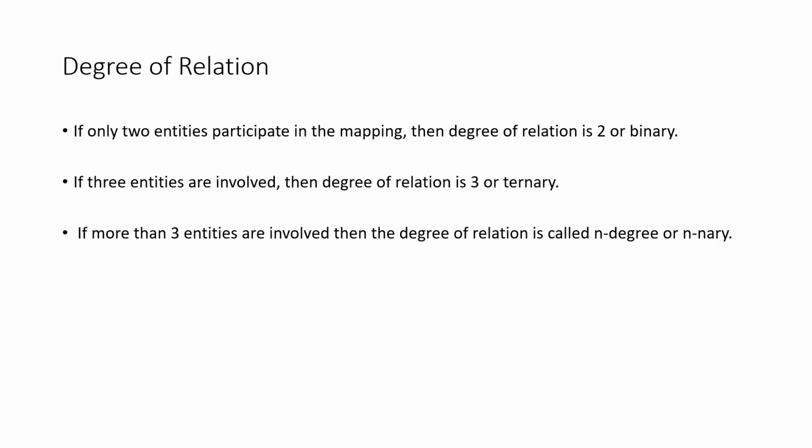If only two entities participate in the mapping, then the degree is 2 or binary. If three entities are involved in the mapping, then the degree of relationship is 3 or ternary. If more than three entities are involved, then we call it n-ary.